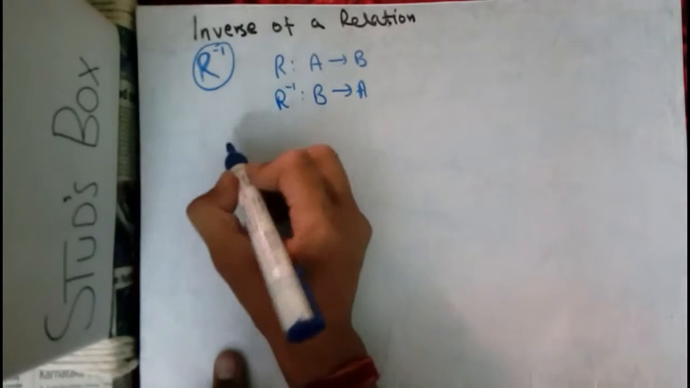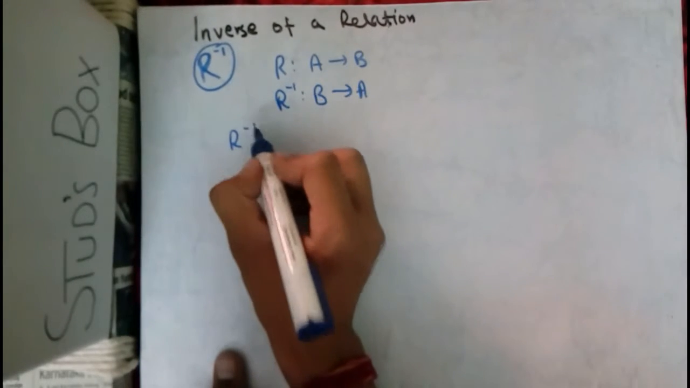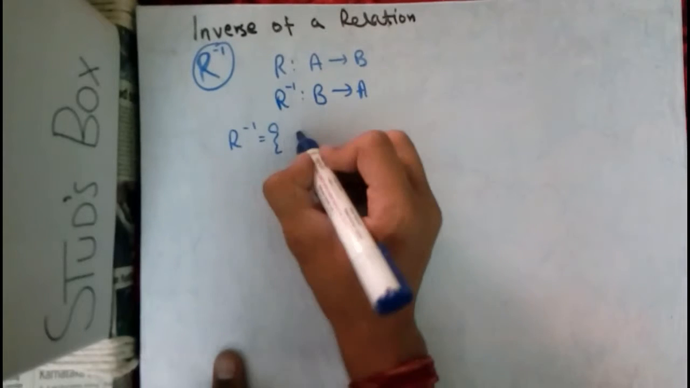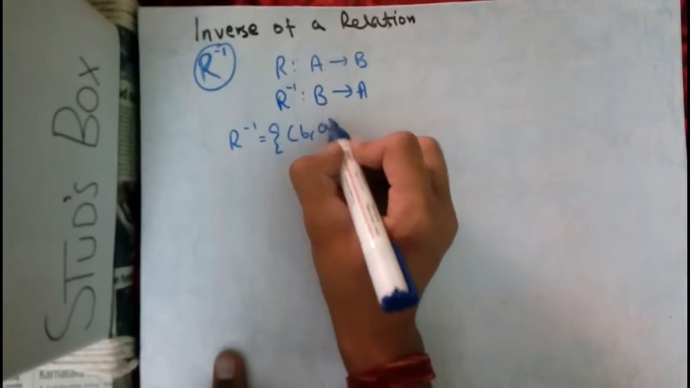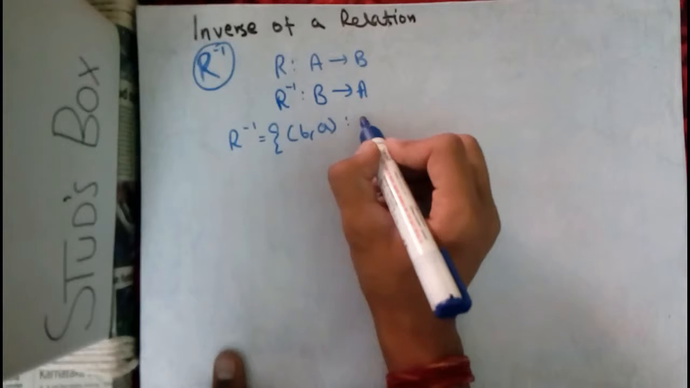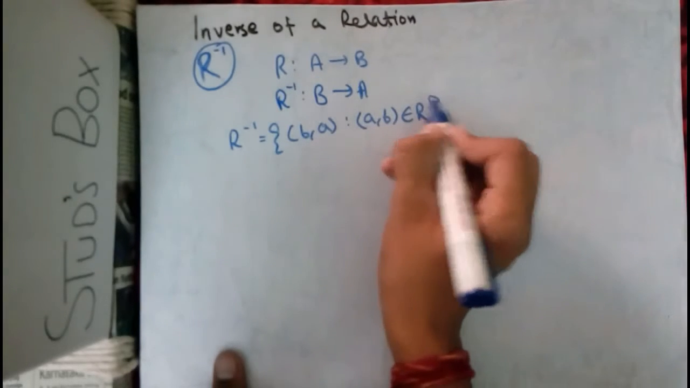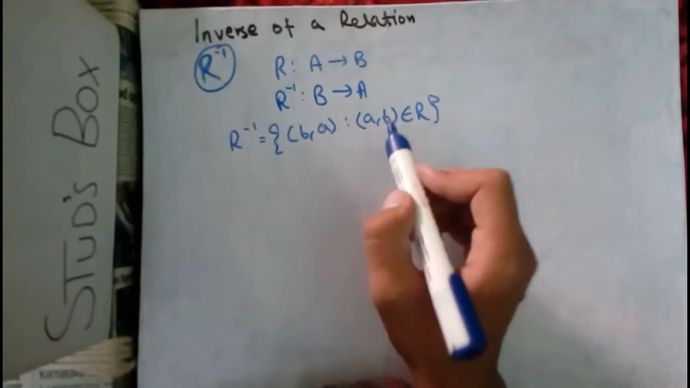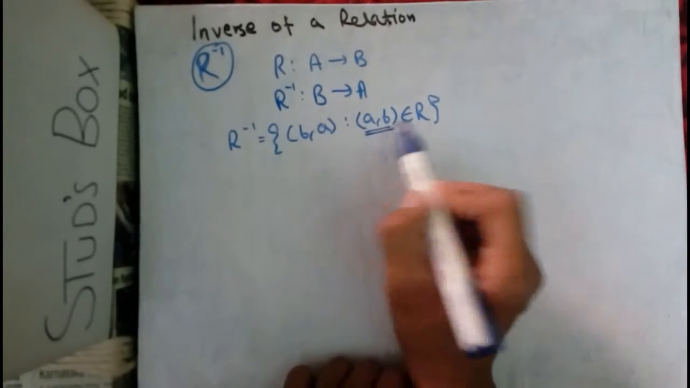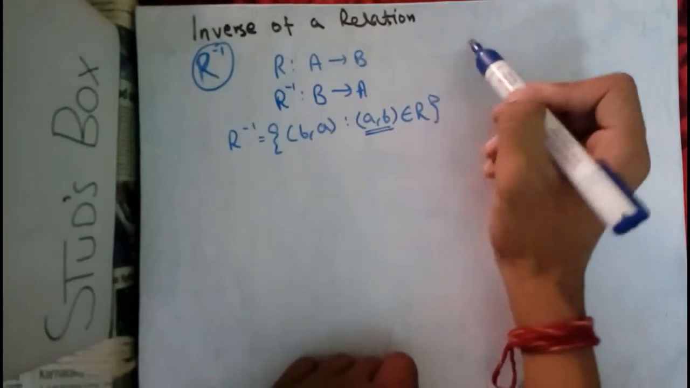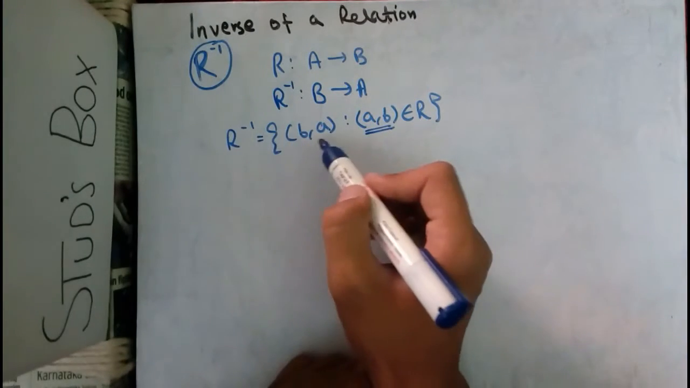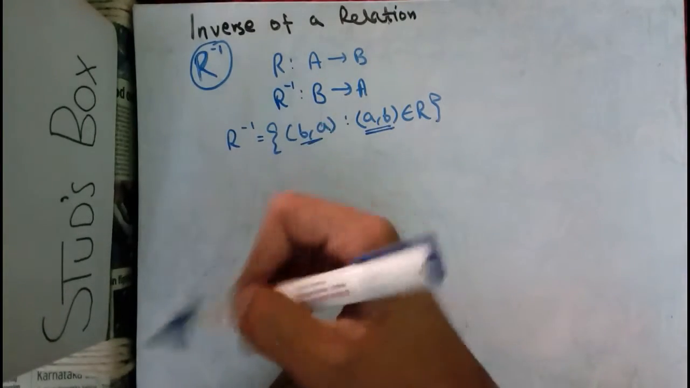Or simply you can say R inverse is equal to (b, a) such that (a, b) belongs to R. What this means is, if a relation contains (a, b) as its subset, then R inverse will contain (b, a) as its subset.